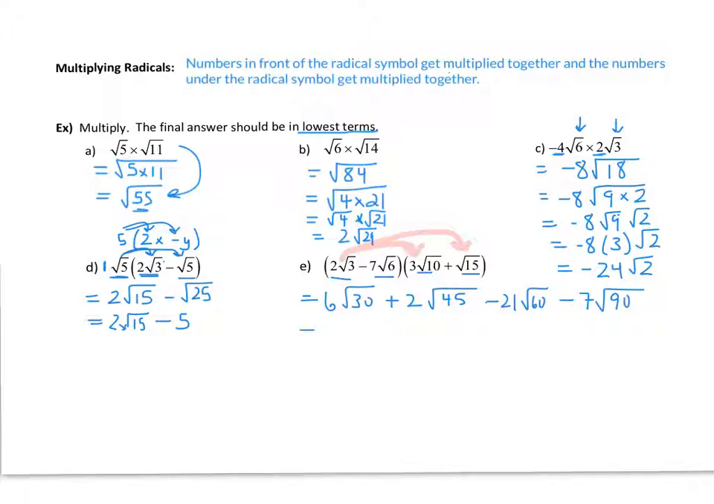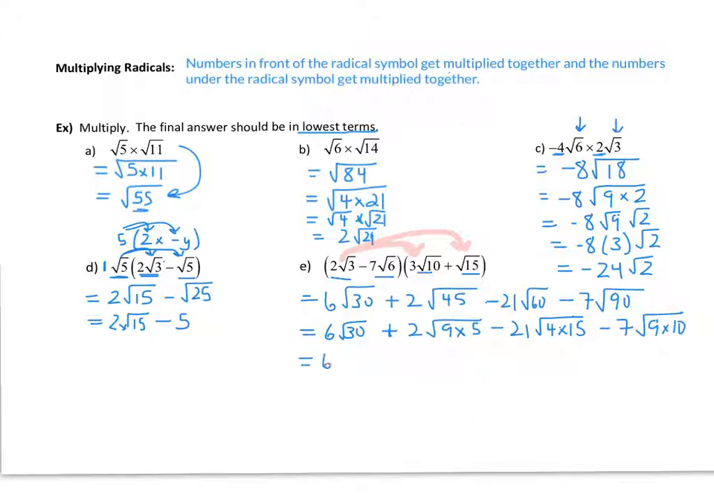Okay, now I'm going to see if I can break anything down here. I think 30, there's nothing that will work with that one. There's no perfect square that will divide 30 evenly when I look through my list. But 45 I know is 9 times 5, so that one will break down, go smaller. Then we have 60. 4 goes into 60 15 times. And then we have 90, I know is 9 times 10. And that's the biggest one on that.